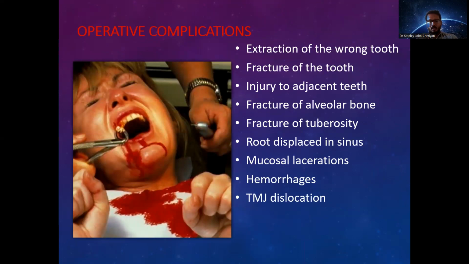So intraoperatively, you can extract the wrong tooth. So you should always double check which tooth is to be extracted before applying the forceps. You should meticulously double check, because extracting the wrong tooth is a very serious issue.